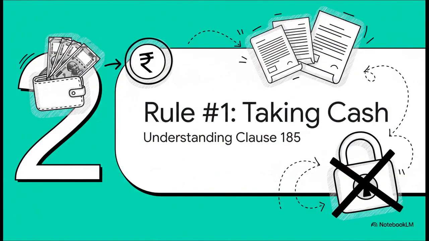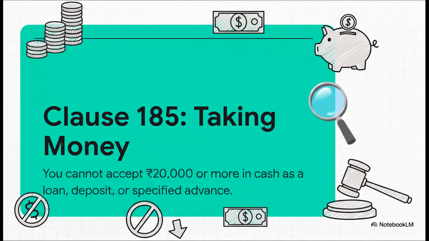So, where does that 20,000 rupee limit come into play? Well, it's the absolute heart of the new Clause 185. And this clause is all about the rules for when you accept money in cash, specifically for things like loans and deposits. And the rule itself, it's pretty straightforward. If you're on the receiving end of a loan, a deposit, or some other specific type of advance, you simply cannot, I repeat, cannot, take 20,000 rupees or more in hard cash. The law is absolutely crystal clear on this.